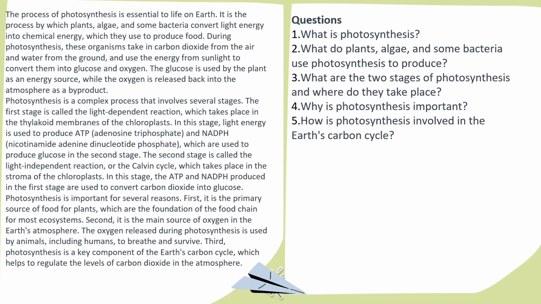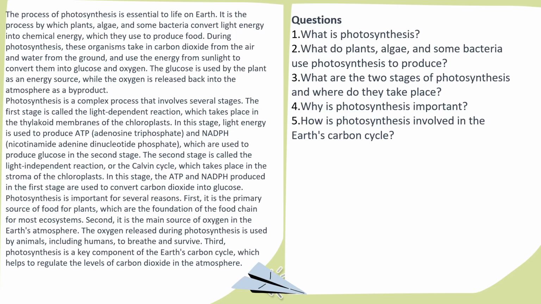The second stage is called the light-independent reaction, or the Calvin cycle, which takes place in the stroma of the chloroplasts. In this stage, the ATP and NADPH produced in the first stage are used to convert carbon dioxide into glucose. Photosynthesis is important for several reasons.